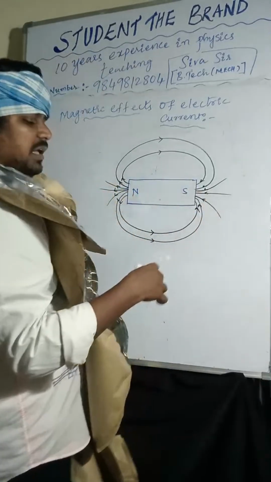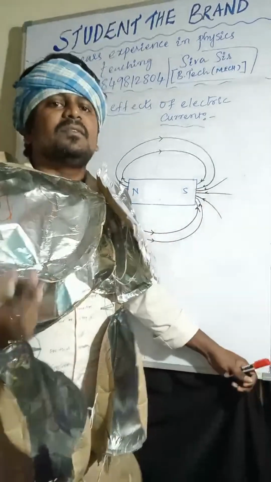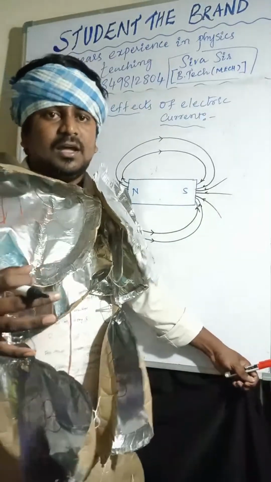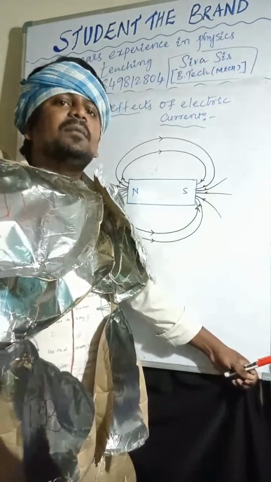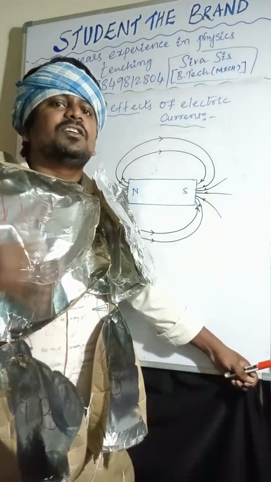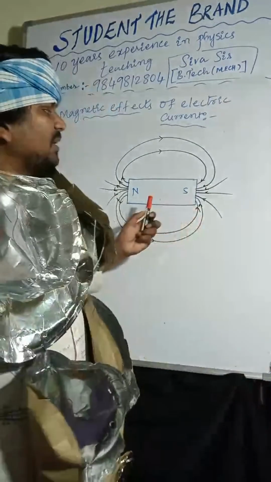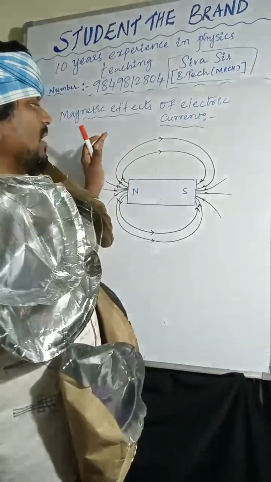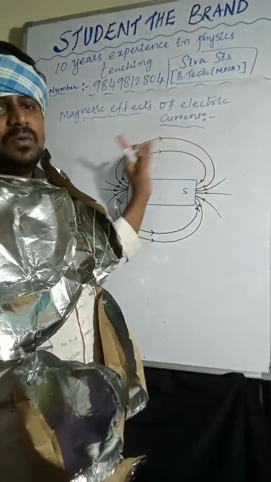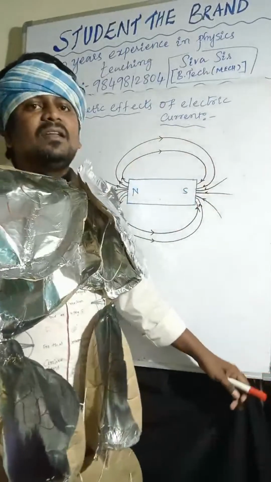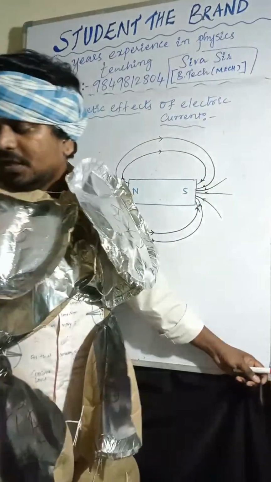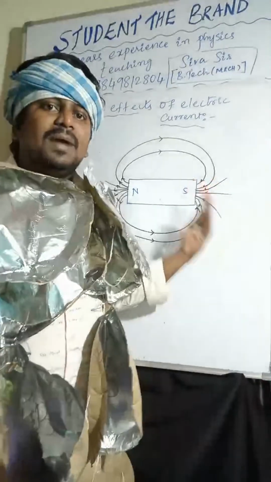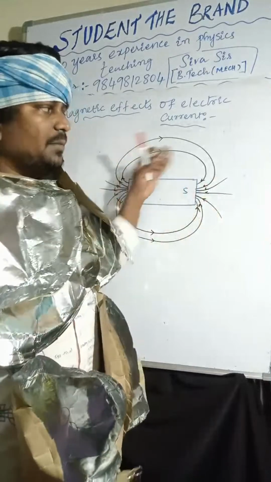Magnetic field lines emerge out from the north pole and merge at the south pole. Emerge means moving out, so the magnetic field lines move out from the north pole and reach the south pole. Magnetic field lines are in the form of closed loops.